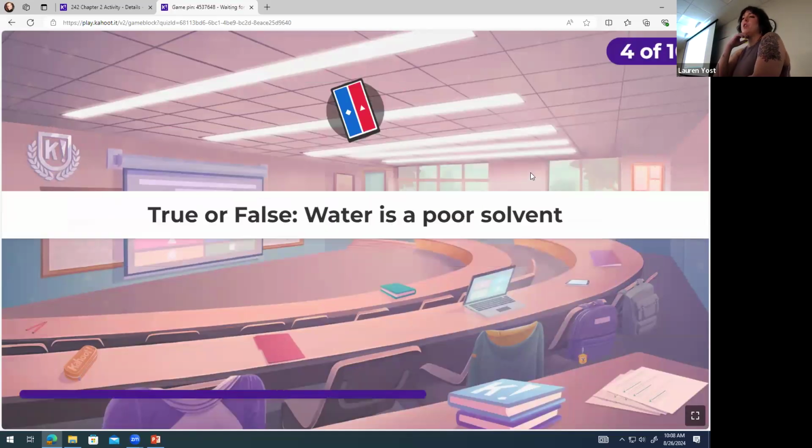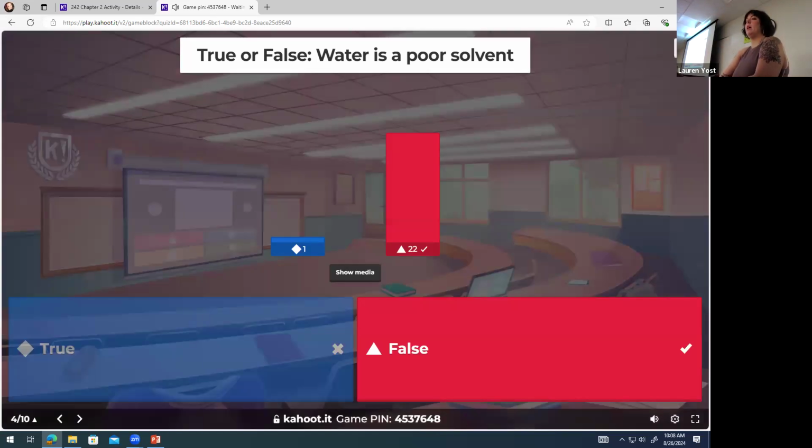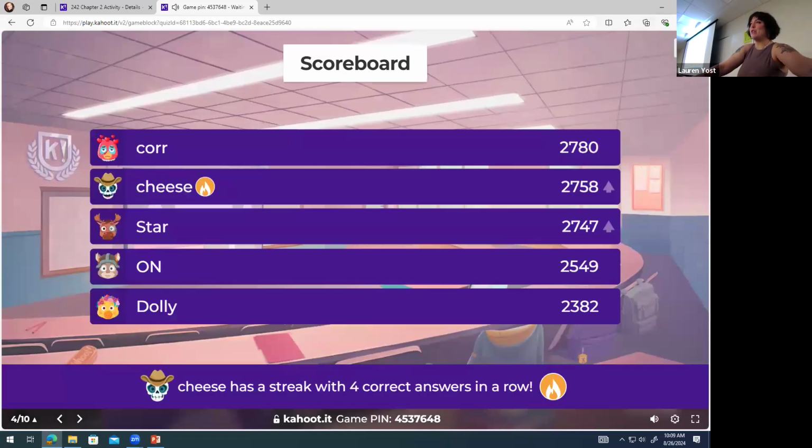All right, true or false? Water is a poor solvent. I'm sure y'all are going to do good on this one. All right, excellent. So water is actually a very good solvent, not poor solvent, because of its polarity.